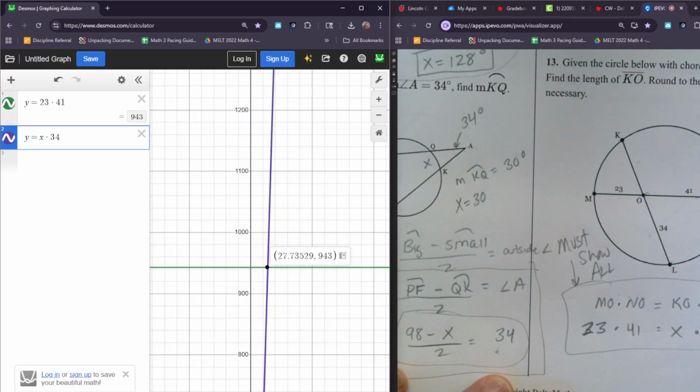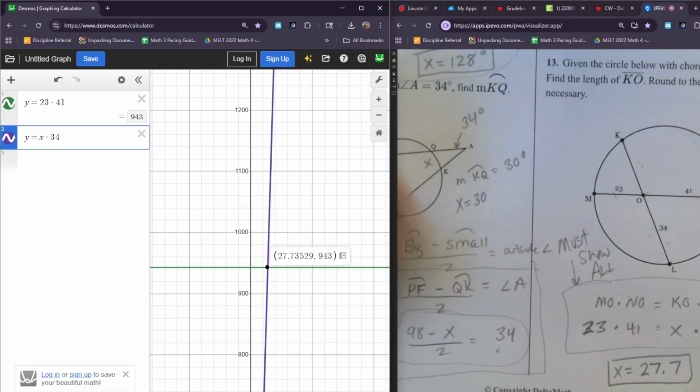Okay. Just make sure you've got it set up right. 23 times 41. X times 34. Make sure that's in Desmos, and that looks good to me. So we're going to round to the nearest tenth. So X is equal to 27.7. All right.